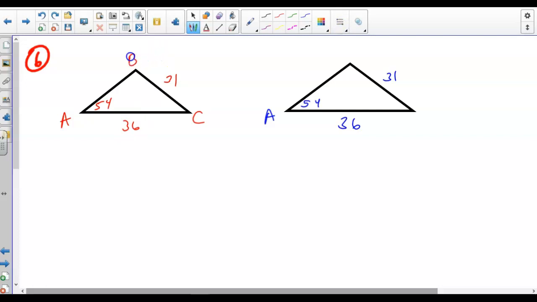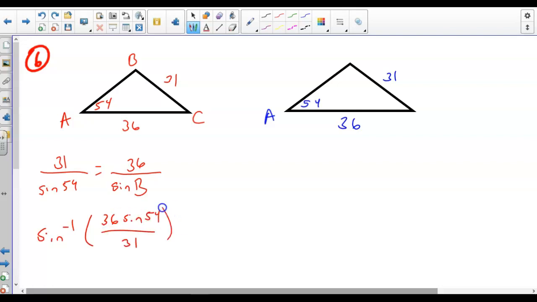36. Now, what we're going to do is start by finding angle B first. Over here, I'm going to do law of sines again. So 31 over sine of 54 equals 36 over sine of B. And you're going to end up with B equals sine inverse of 36 sine of 54 divided by 31. That's going to give us B, and when we do that, we get 70. When I get this angle right here, notice we have one angle. This is my second angle, so I'm going to do 180 minus 70, and that's going to give me 30.